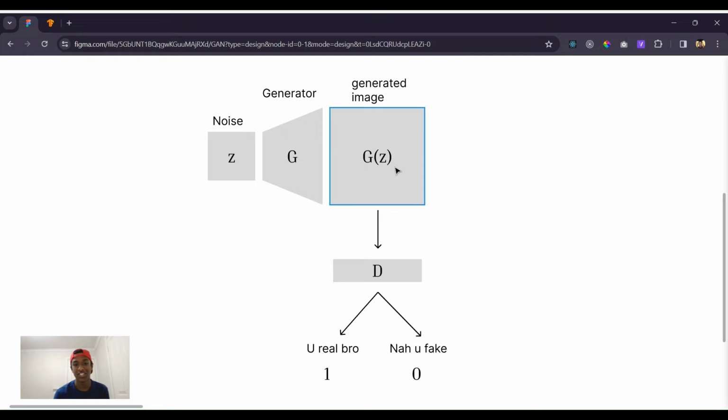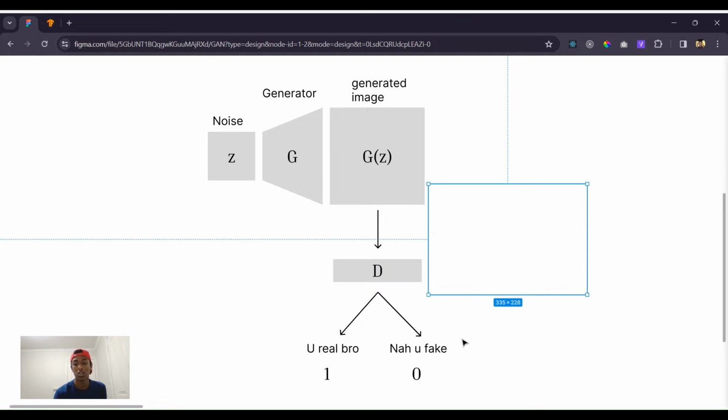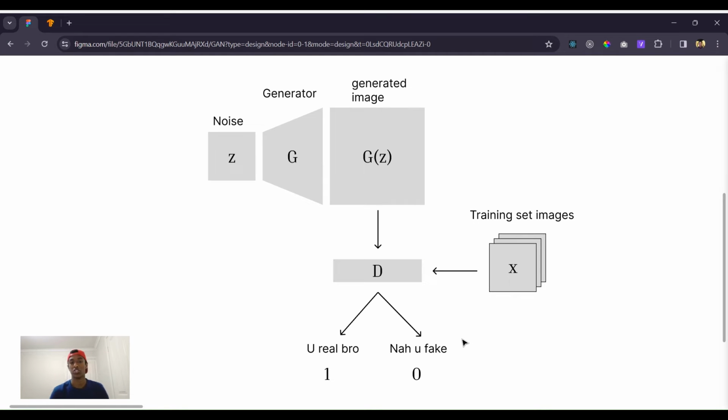Now, in addition to supplying these generated images to the discriminator, we're also going to be supplying some training set images to the discriminator. This is so that the discriminator can learn what an actual image of a horse looks like. That way it will be able to learn how to distinguish real horses from fake images of horses. So we input these training set images into the discriminator.